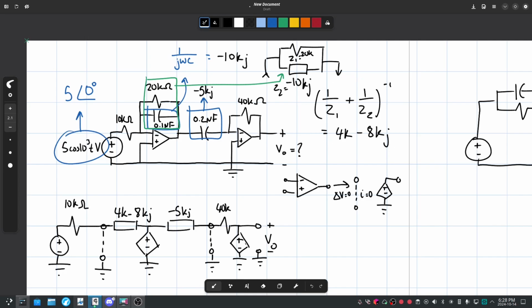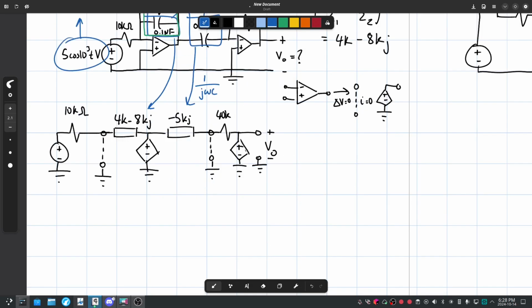Can you explain the negative 5KJ? Yes, it's this capacitor here. Here, let me draw the lines here. It's this capacitor here, and you just do 1 over JWC. You'll get negative 5KJ.